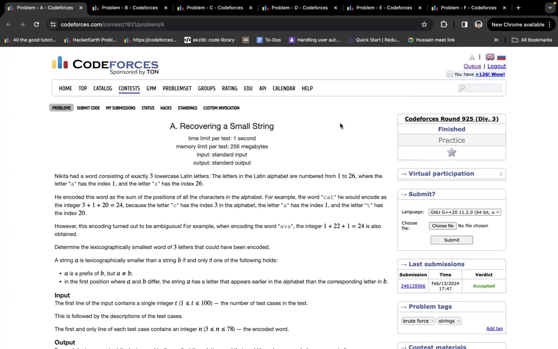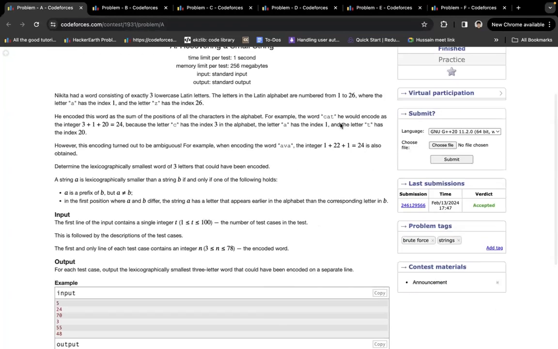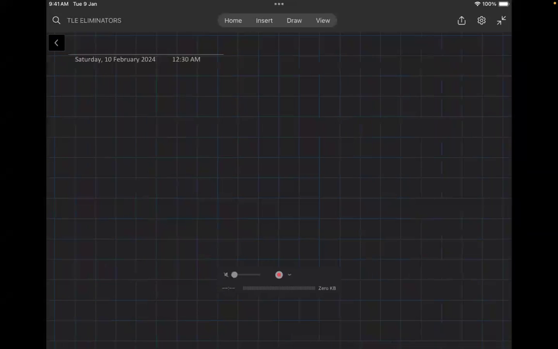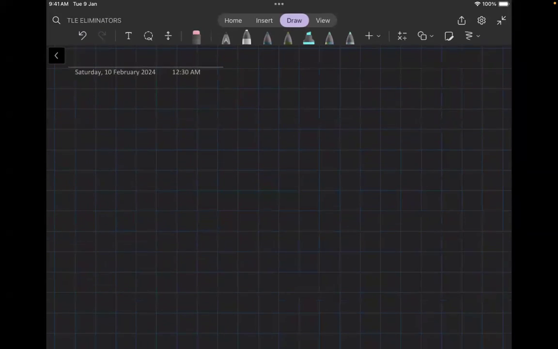So, recovering a small string. Now, what does this problem statement say? That we have to make a string of size 3, and the sum is given to us. Whatever the sum of the letters is, they are indexed and they are given to us. We are told that we have to find the smallest string that satisfies it. Okay, so let's move on to the tab and try to understand how to solve this problem.